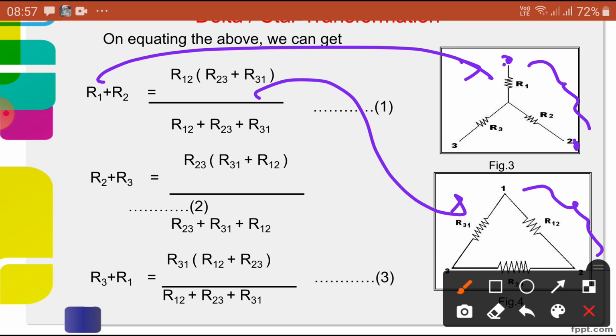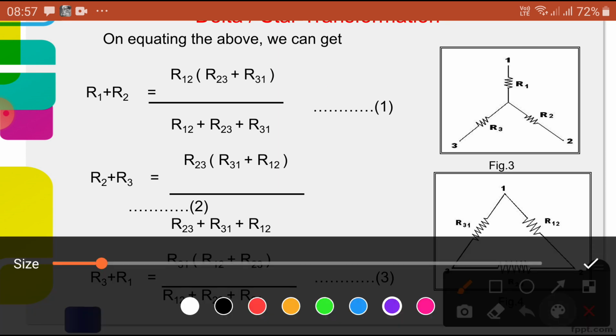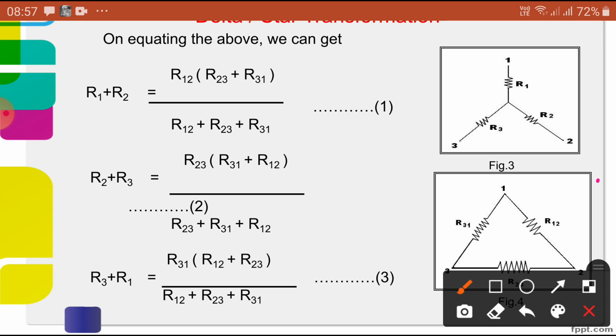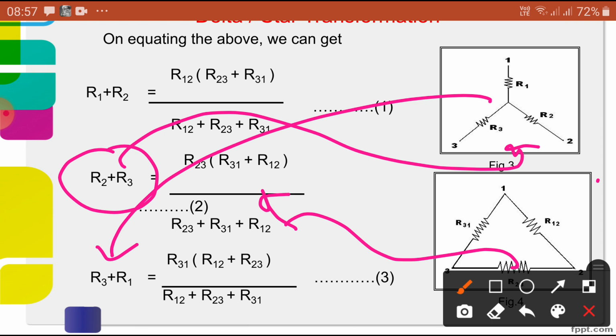Correspondingly, next case. In this second case, R12 is equal to this value across the terminals. Next, the terminals: this terminal is equal to this one and this is equal to this one. Simple, what we have seen.